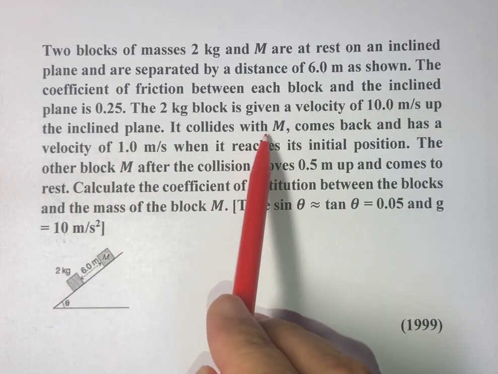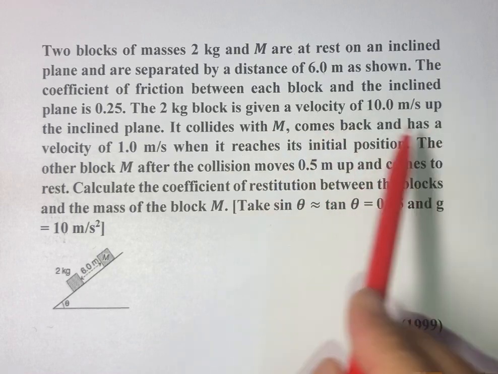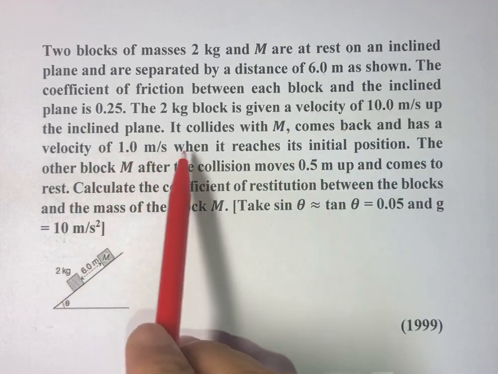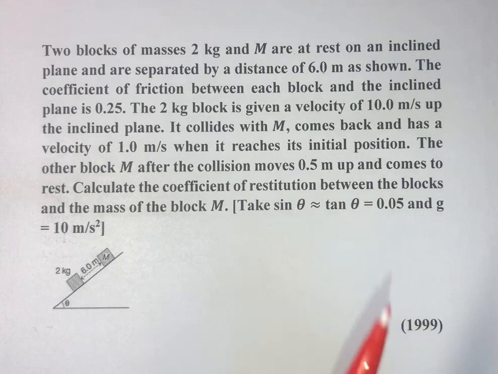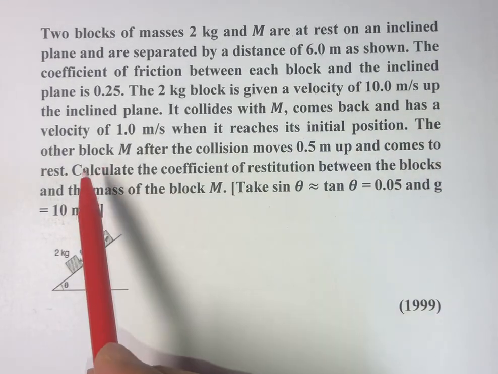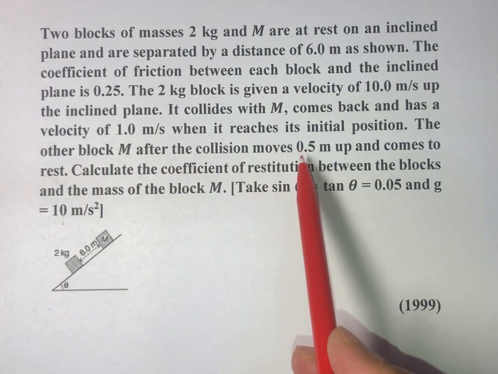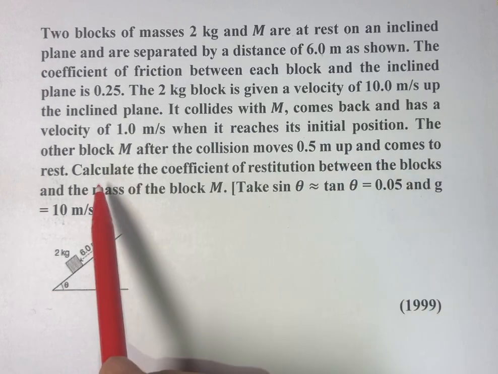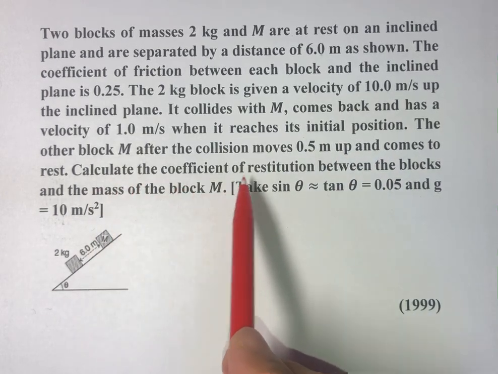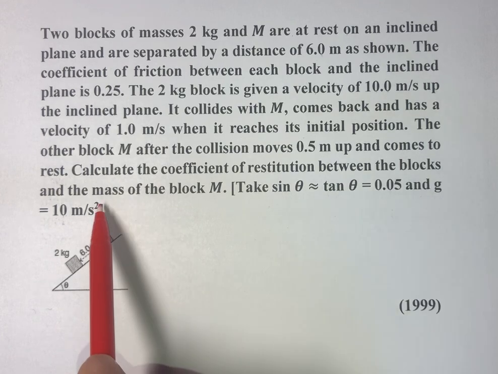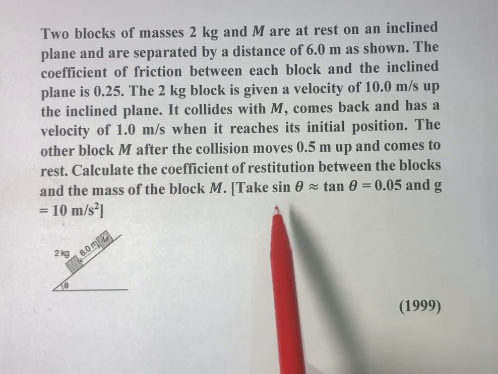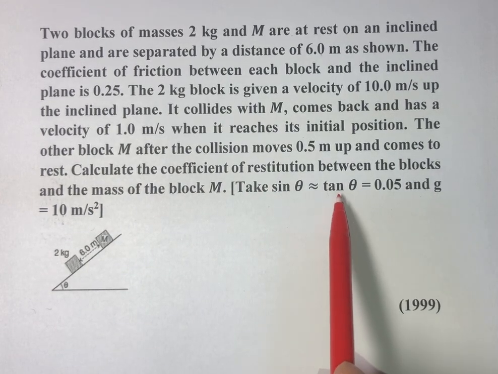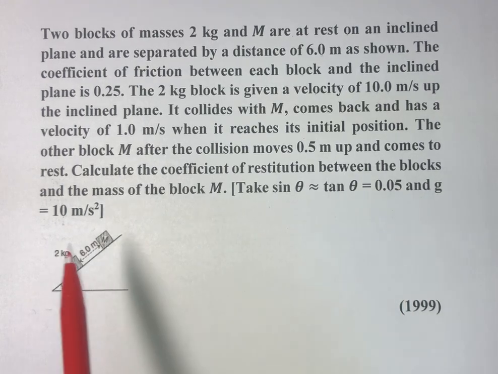It collides with mass M, comes back and has a velocity of 1 meter per second when it reaches its initial position. The other block M after collision moves 0.5 meter up and comes to rest. Calculate the coefficient of restitution between the blocks and the mass of block M. It is given that sin theta and tan theta are approximately equal to 0.05 and g is to be taken as 10.